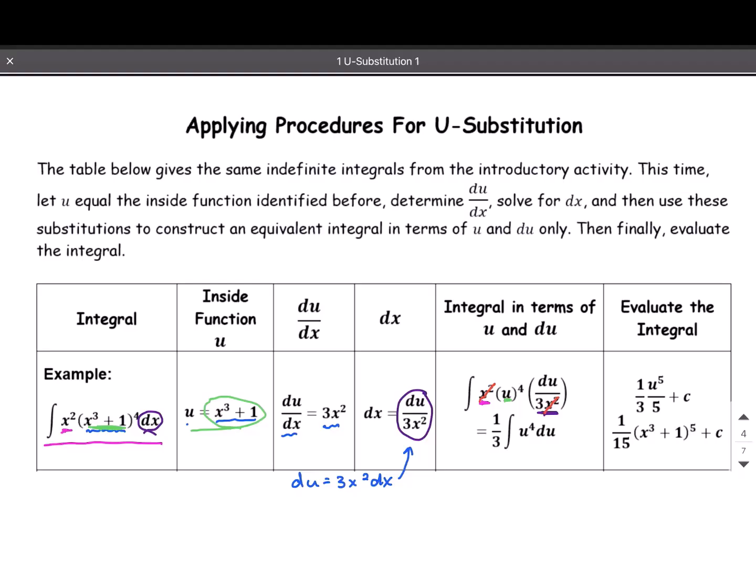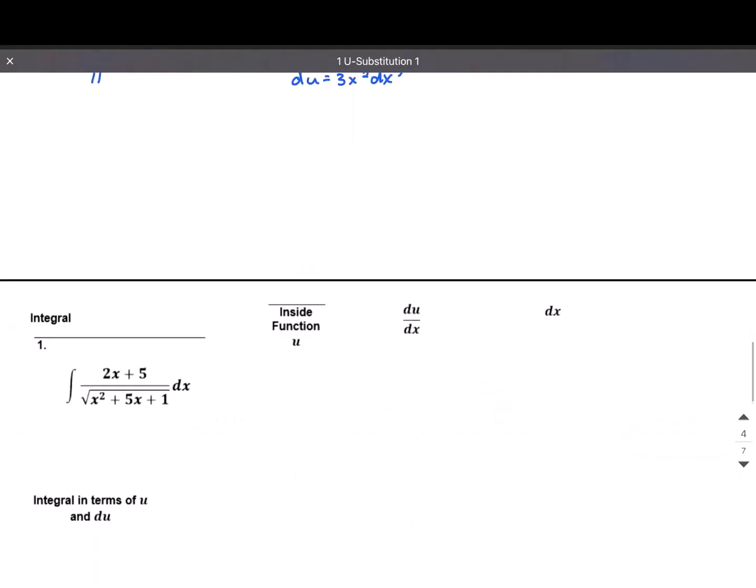That's an easy antiderivative to take. We keep the 1/3. We raise the exponent by 1 to 5, so it's u to the 5th, but divide by that new exponent 5, and don't forget to add your plus c. 1/3 times 1/5 is 1/15th. And now go back and replace u with x cubed plus 1, raised to the 5th, plus c, and there is our answer to this original integral, which looked really hard to do, but it wasn't that bad when we break it up. Let's try one.